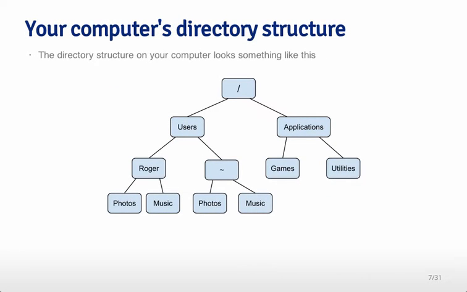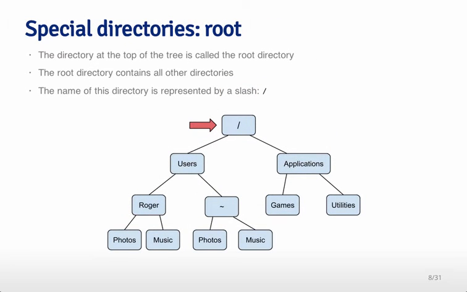So the directory structure on your computer looks something like this. You have a sort of tree structure where each directory has subdirectories. A couple of special cases need to be considered, the first is the root directory. This is the root directory up here at the top of the tree, and it's indicated at the top because it contains all of the other directories. The shorthand for the root directory is the slash. So slash indicates the root directory.